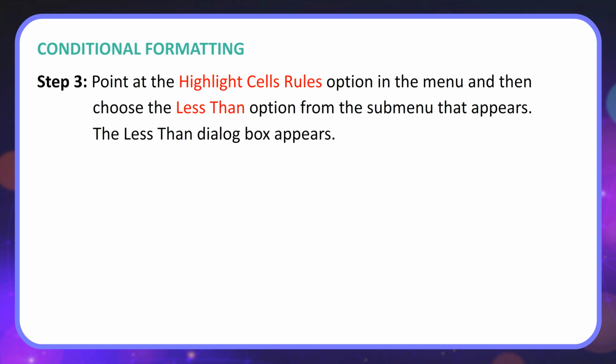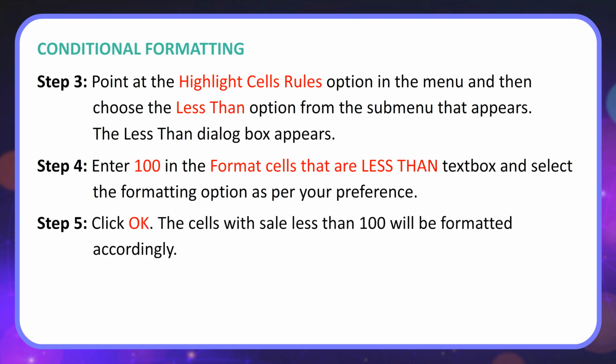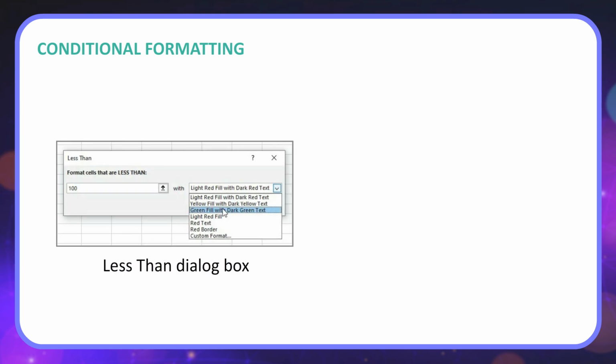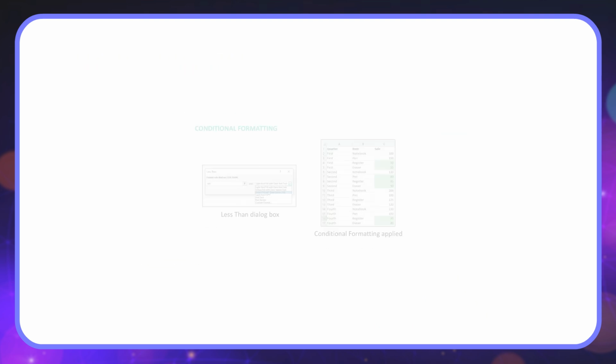Step 3. Point at the Highlight Cells Rules option in the menu and then choose the less than option from the submenu that appears. The less than dialog box appears. Step 4. Enter 100 in the Format cells that are less than text box and select the formatting option as per your preference. Step 5. Click OK. The cells with sale less than 100 will be formatted accordingly. Less than dialog box. Conditional formatting applied.